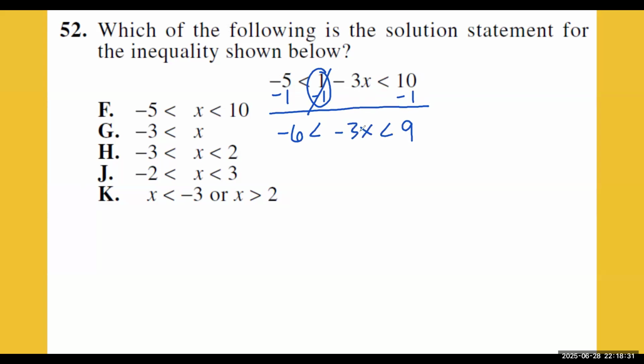All right, our next step is to undo this multiplication through division. When we divide by -3, we have to divide everything by that -3. Okay, when you divide by a negative in an inequality, the sign has to flip. So this -6 divided by -3 gives me a +2. 9 divided by -3 gives me a -3. X is left in the middle.